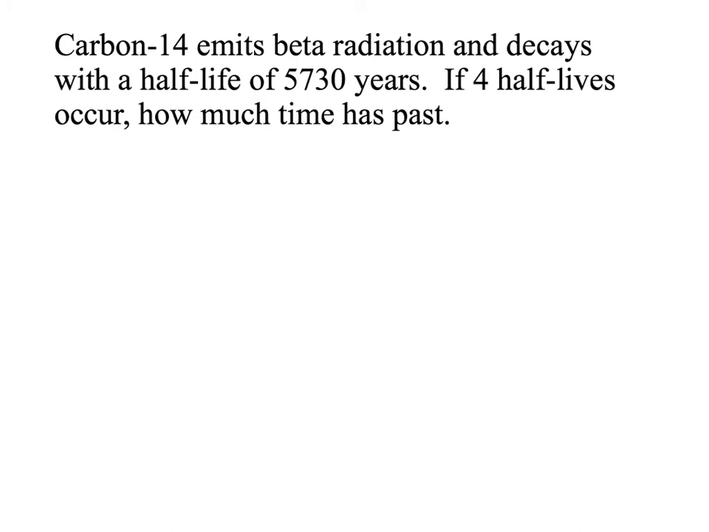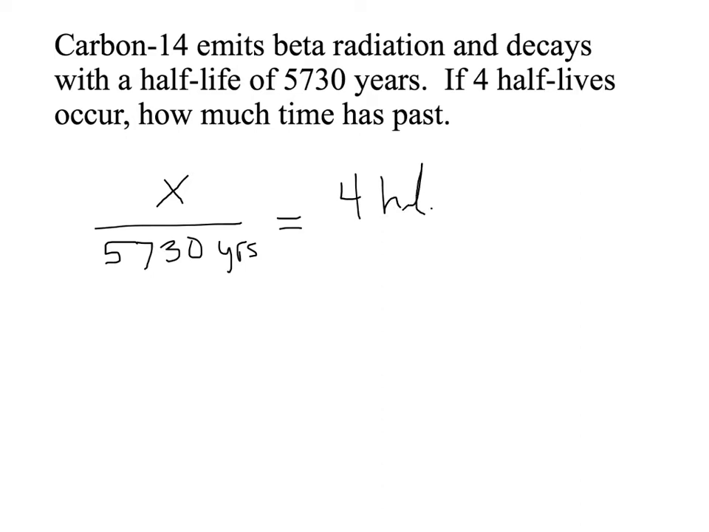Okay, in this problem, you know the number of half-lives and you know the actual half-life of this radioisotope. You don't know the elapsed time. That's what we're trying to solve, and so we're going to set up this formula. We don't know the elapsed time, so we're going to call that x. The actual half-life of this radioisotope is 5,730 years, and it says that 4 half-lives have passed. So there's 4 half-lives. How am I going to solve this for x?